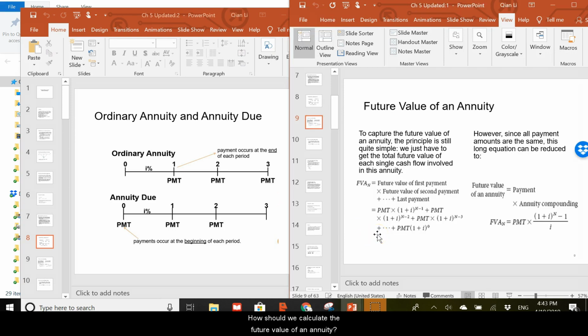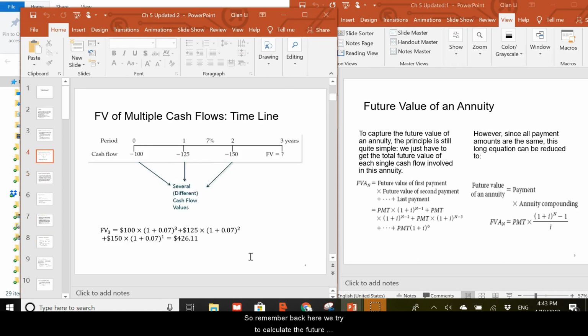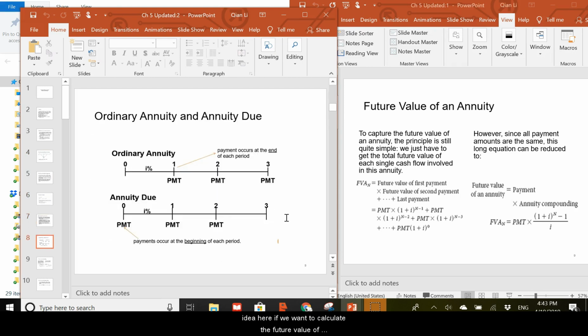How should we calculate the future value of an annuity? It should be consistent with what we talked about before as the future value of multiple cash flows. So remember back here, we tried to calculate the future value of every one and sum them up, right? So same idea here. If we want to calculate the future value of this ordinary annuity, we can try to calculate the future value of the first payment till the end of year 3, and then the future value of the second payment to the end of year 3, and the future value of the third payment, and sum them up, right?